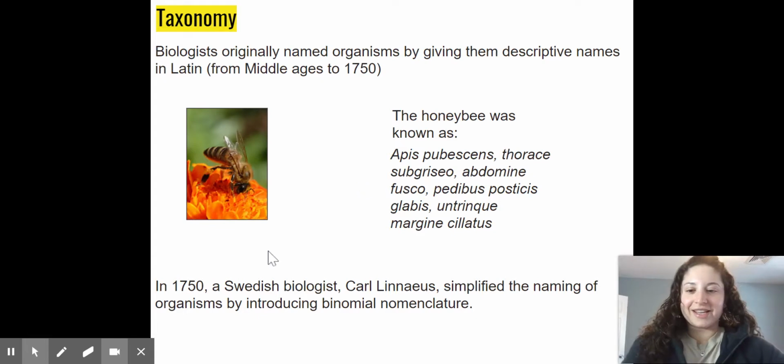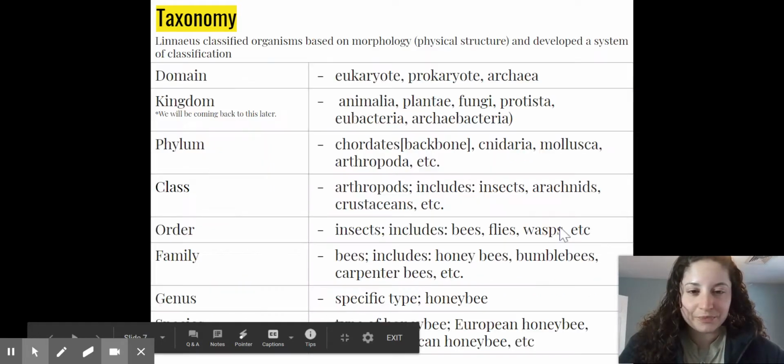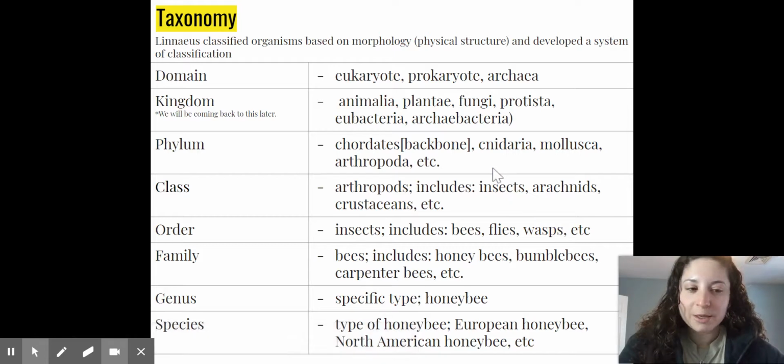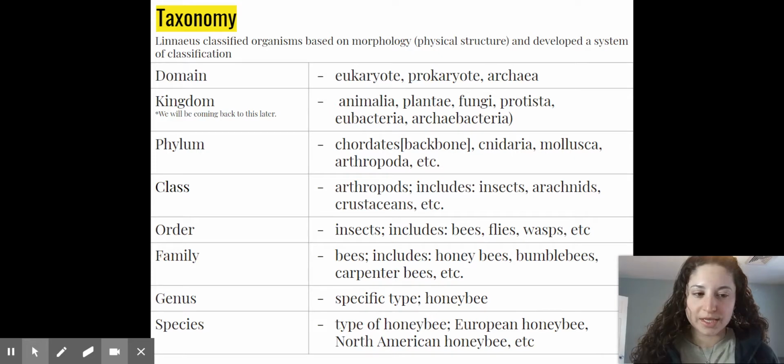So finally, in 1750, this Swedish biologist came along, Carl Linnaeus, and he was like, that's ridiculous. We're going to come up with a different naming system. And so he came up with binomial nomenclature. So within binomial nomenclature, Linnaeus also was able to classify organisms. It was based off of morphology, which is physical structures. But he came up with like a very logical and streamlined way of classifying organisms.